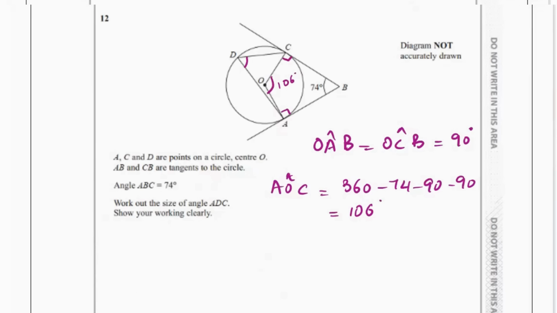Now if you notice, this angle and this angle are a part of one of the circle theorems, which is that the angle at the center is twice the angle at the circumference. Hence, ADC is going to be half of 106, which is going to be 53 degrees. So in this question, you used the tangent-radius circle theorem, and then the theorem that the angle at the center is twice the angle at the circumference.